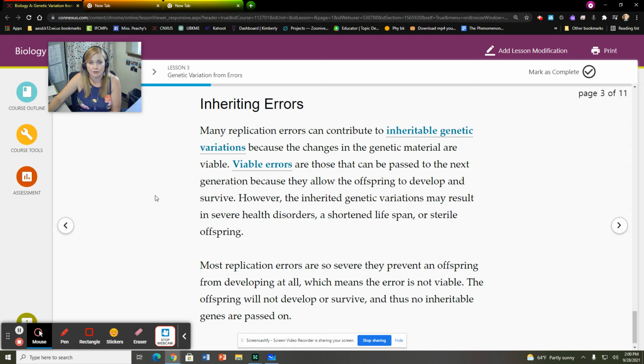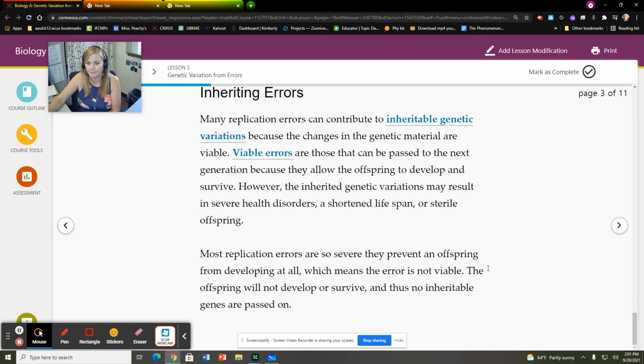Oftentimes, mutations that occur early in development result in death of the embryo, and they're never passed on to the next generation because they're not viable. But those that are viable become viable heirs because they can be passed on to the next generation. However, even these viable heirs will oftentimes lead to severe health disorders, shortened lifespans, or even sterile offspring.